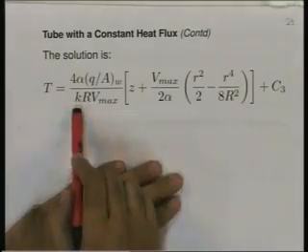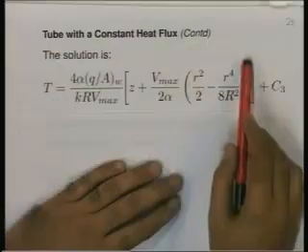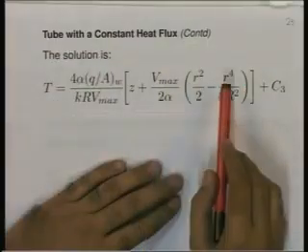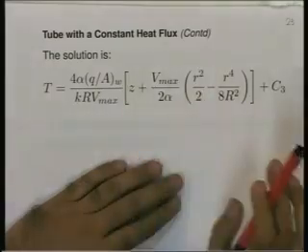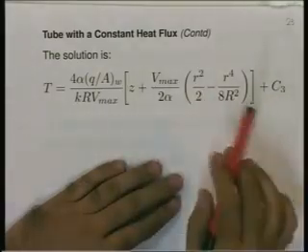So we have one term which is proportional to z, which depends on Vmax and Cp, and we have another term which is a function only of r, which does not depend on rho, Cp, Vmax. It depends only on k.